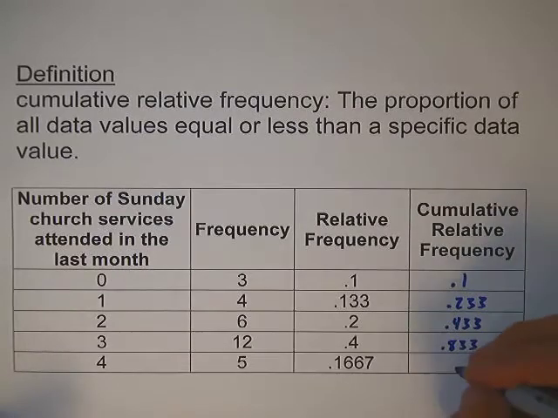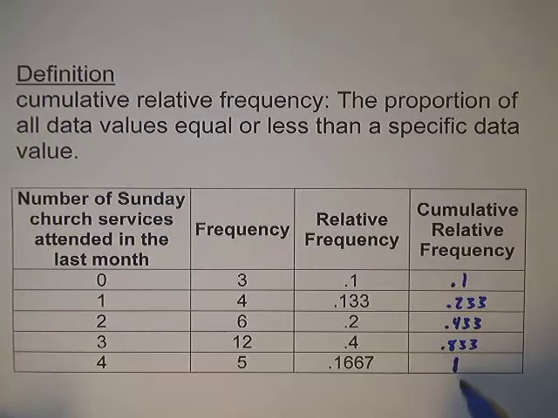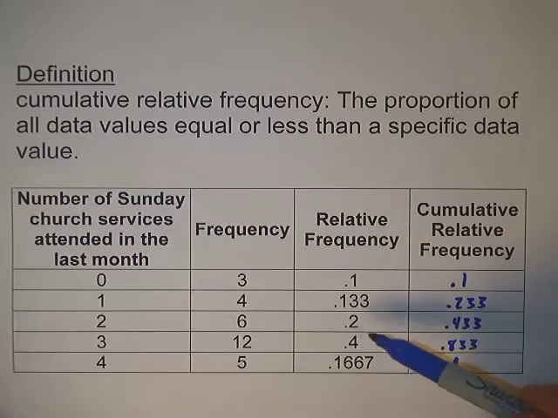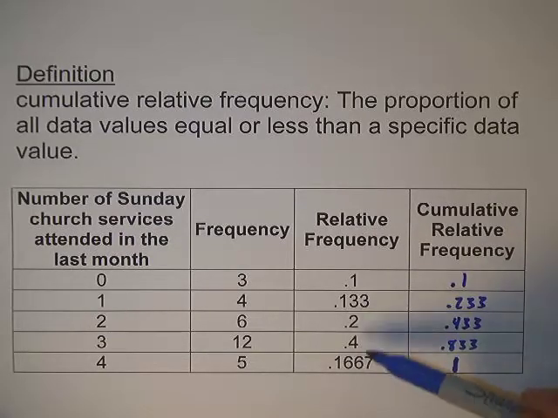You might be a little off due to rounding, but your very last value there should equal 1. 1 is equivalent to 100%. So 100% of the 30 people attended 4 or fewer Sunday church services in the last month. So cumulative relative frequency, you're simply adding up all of the values that came before a specific value.